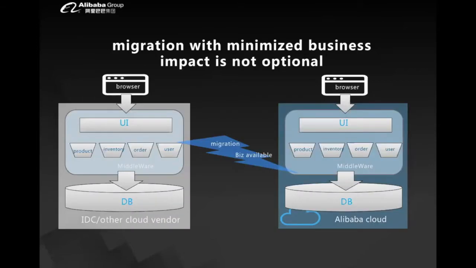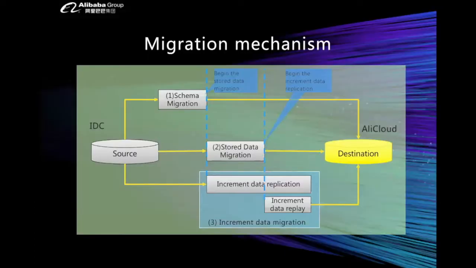So here's our solution, right? Migration with minimized business impact is not optional, it's a must. We realize this is a strong business requirement. And our solution to solve that is to provide a migration mechanism, and not only a mechanism, but a self-service product called Data Transmission Service. With Data Transmission Service, what you can do is follow the 3 steps here.